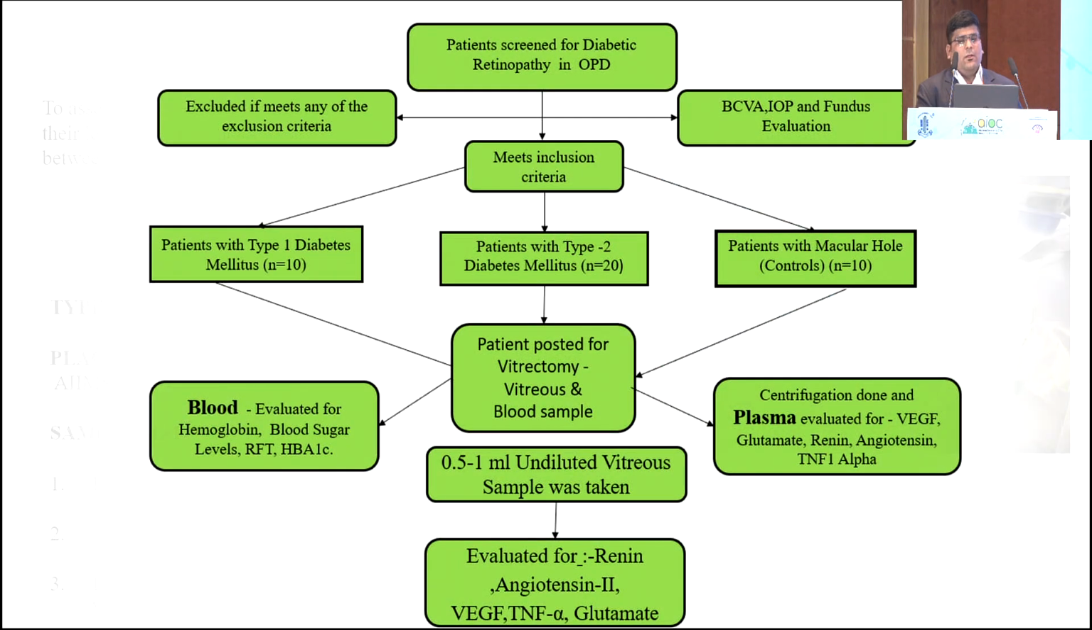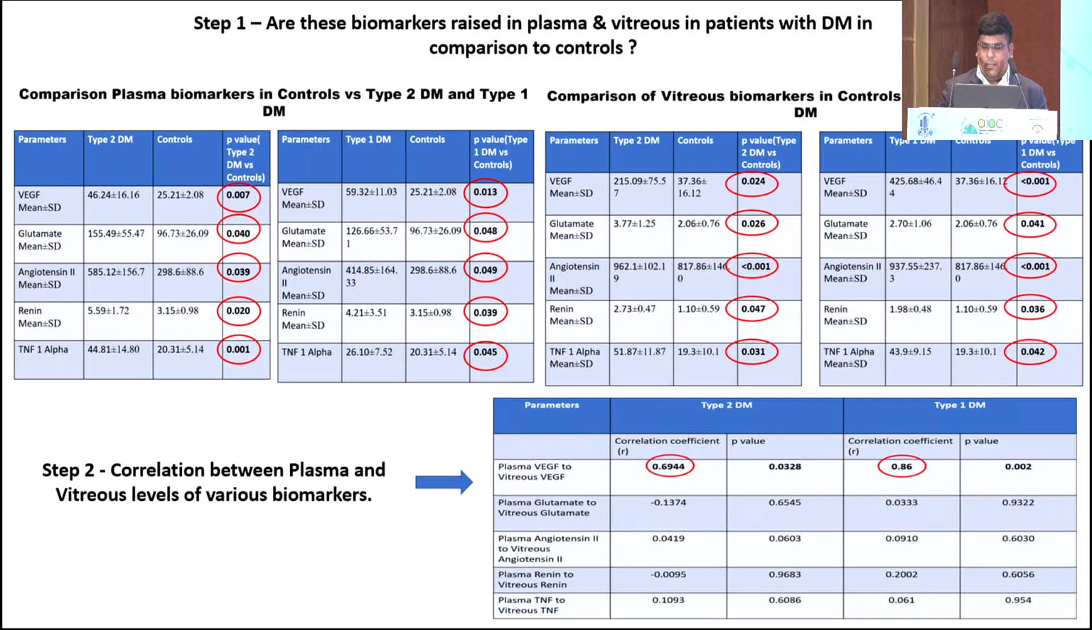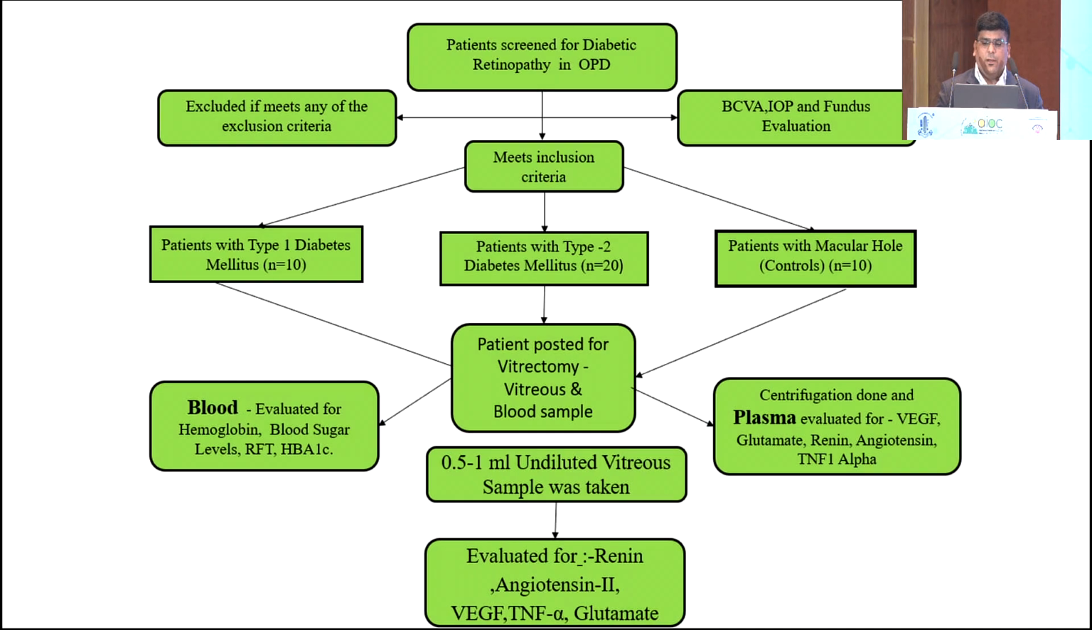illness. So we screened the patients in our OPD, assessed their best corrected visual acuity, IOP, did fundus evaluation and included them into respective groups. Then we did blood sampling for those patients and evaluated hemoglobin levels, blood sugar levels, RFT, HbA1c, and also we took the plasma of the patient, centrifuged it to assess the levels of VEGF, glutamate, renin, angiotensin, TNF alpha. Also, these patients underwent vitrectomy and we took about 0.5 ml of undiluted vitreous sample and evaluated it again for renin, angiotensin 2, VEGF, TNF alpha and glutamate.